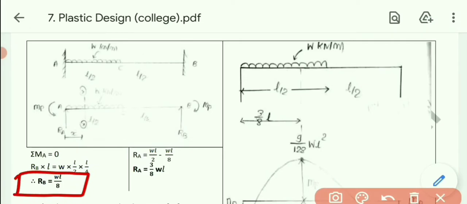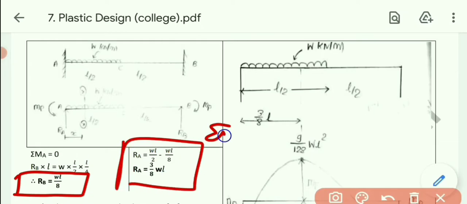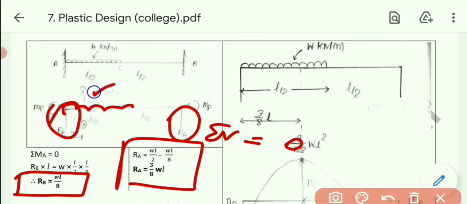Now let's calculate RA. Sigma V equals 0, upward equals downward. Talking about upward load, that is RA plus RB, and talking about downward load, that will be W over the span L by 2. So total load will be WL by 2.